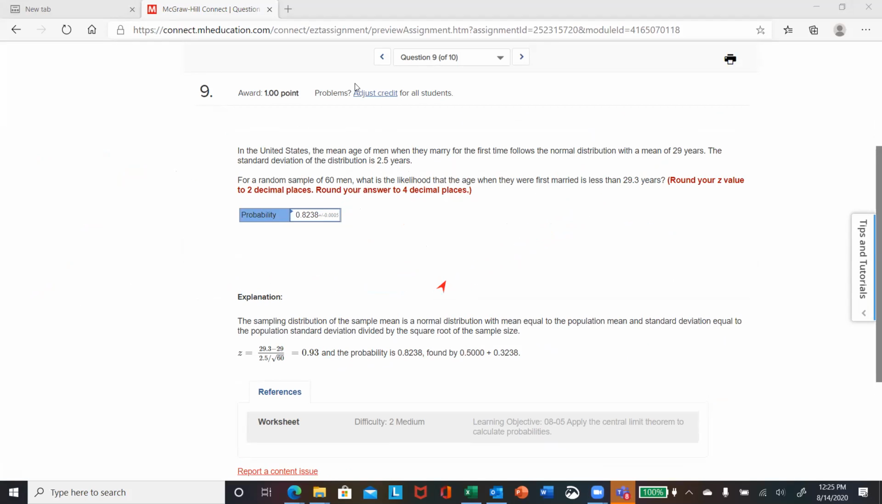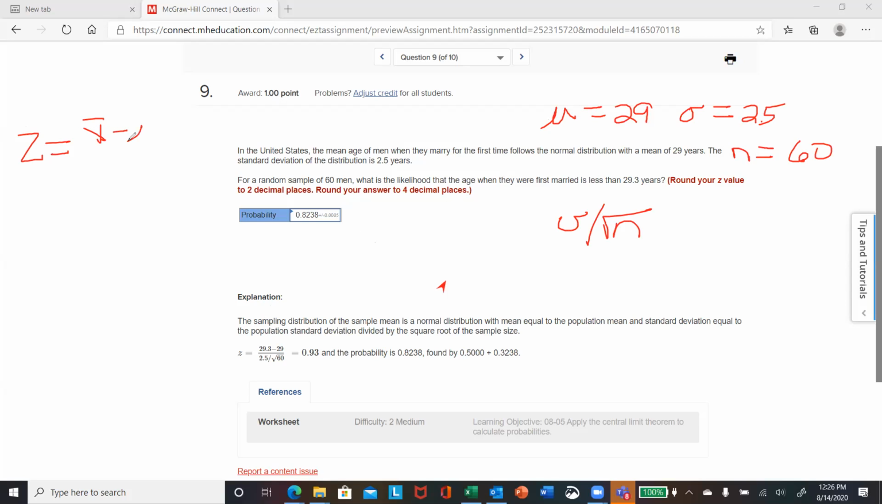So this one's pretty short. And again, I like to draw out what we've got. Mu is 29. Sigma is equal to 2.5. And again, our sample size is 60. So you notice our denominator is sigma over the square root of n. But I'll write out the z formula just to remind you. X bar minus mu over sigma over the square root of n.